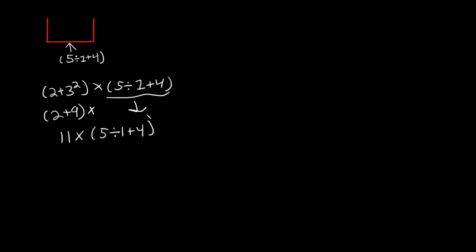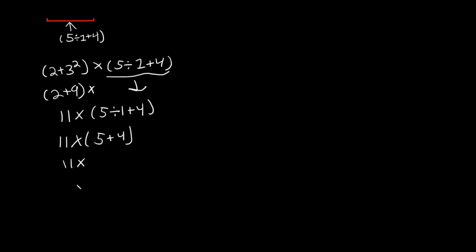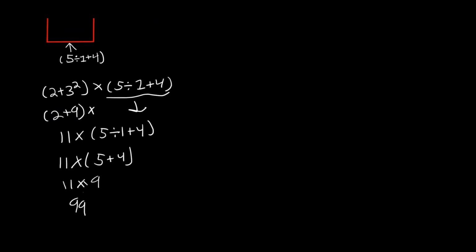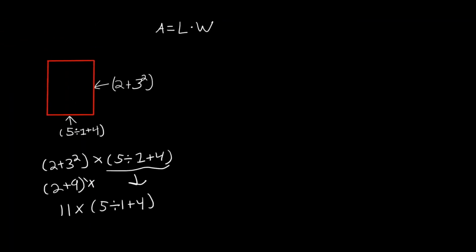There's no parentheses within these parentheses, nor is there an exponent, but there is multiplication or division. There is a division here. And we know any number divided by 1 is just going to be itself, so we can rewrite this as 11 times 5 plus 4, since 5 divided by 1 is just 5. And this will be 11 times 9, since 5 plus 4 is 9. And then 11 times 9 is 99. So our answer, this gives us the area in general units. So the area of the rectangle is 99 units squared.